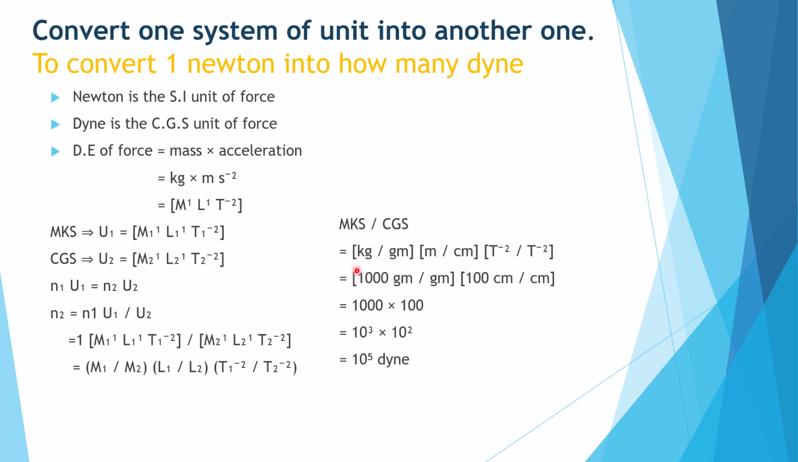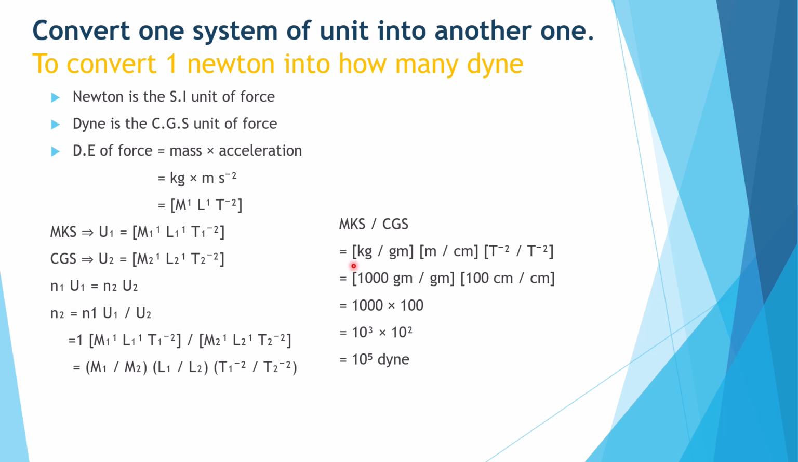Okay, then in MKS and CGS form we have to write. M1 you have to write for MKS, and M2 you have to write for CGS. In MKS, M1 we can write as kg divided by gram, then meter divided by centimeter, T to the power minus 2 divided by T to the power minus 2. This will get cancelled.